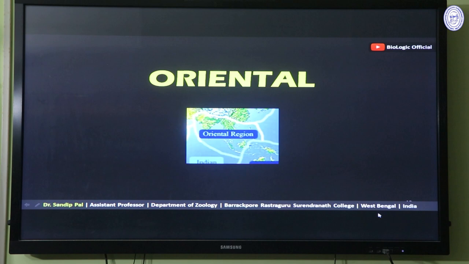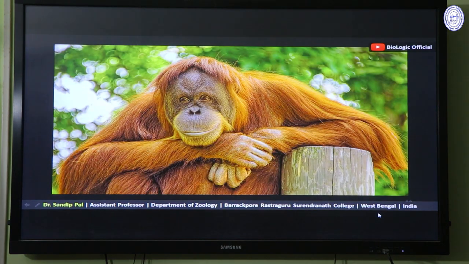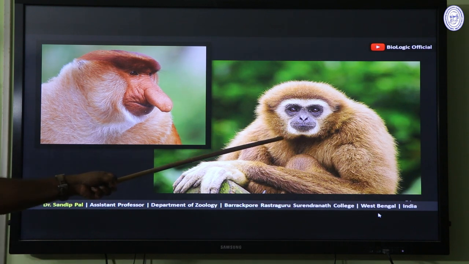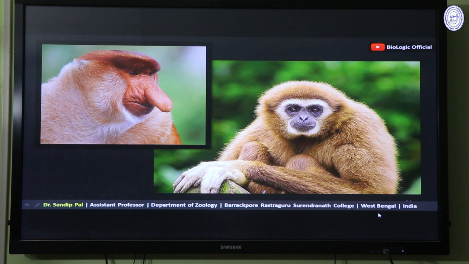Now, characteristic fauna. First of all, this one is orangutan. It is evident from its brown hairs. This one is proboscis monkey, with an elongated nose which looks like a proboscis. That is why it is called proboscis monkey. And this is gibbon. There are lots of species of gibbons in this particular region. Gibbon is also called tailless monkey.